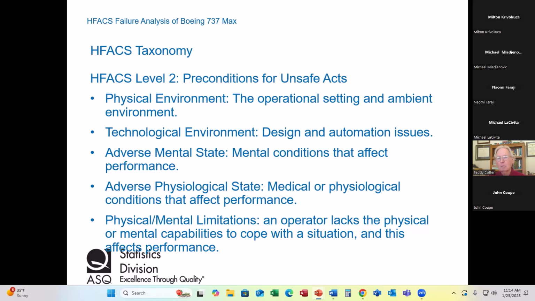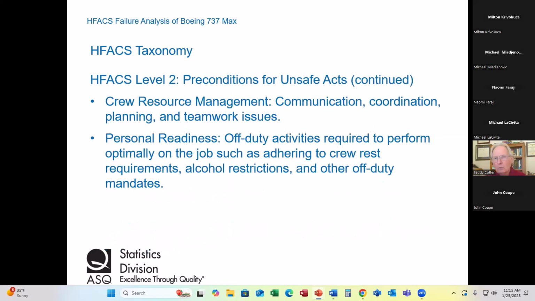Adverse mental state, these are mental conditions that affect performance. Maybe you're just having a bad day. Maybe there's some local politics within the organization, but these are mental conditions that can affect performance. Adverse psychological state, these are medical or psychological conditions that affect performance. These tend to be personal issues that are not adequately managed by supervision. Physical mental limitations, an operator lacks the physical or mental capabilities to cope with the situation, and this affects the performance itself.